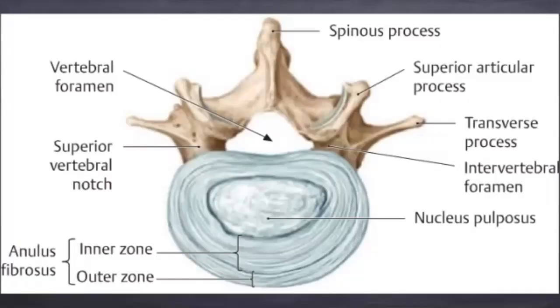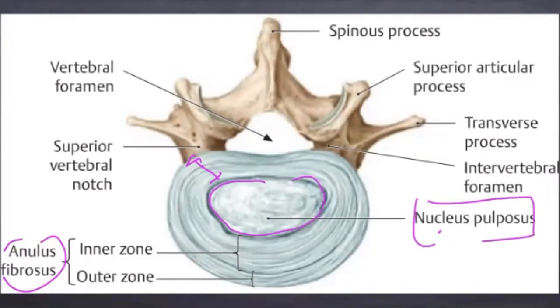And it has two parts: the outer annulus fibrosus and the inner nucleus pulposus. Due to shearing, tearing, accidents, or trauma to the vertebral column, or due to shocks, there will be tears.